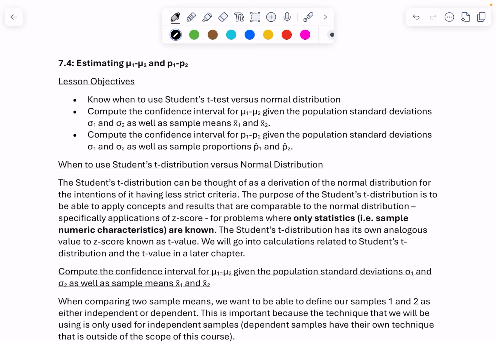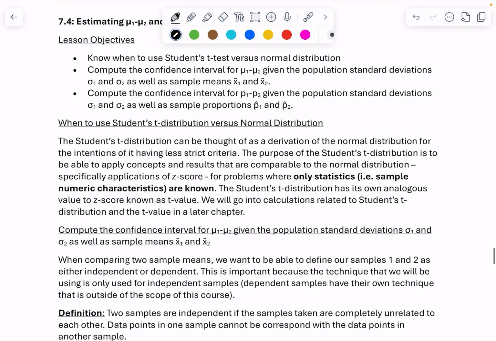And here we're going to be looking at the techniques that we can use to compare two different populations. The first thing I want to mention is a little bit off topic. It'll be more relevant as we go into further chapters. But I wanted to go over the idea of a student's t-distribution and compare that to our normal distribution. A student's t-distribution is a derivation from the normal distribution.